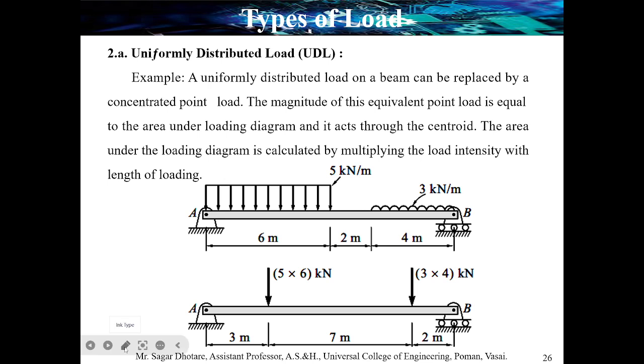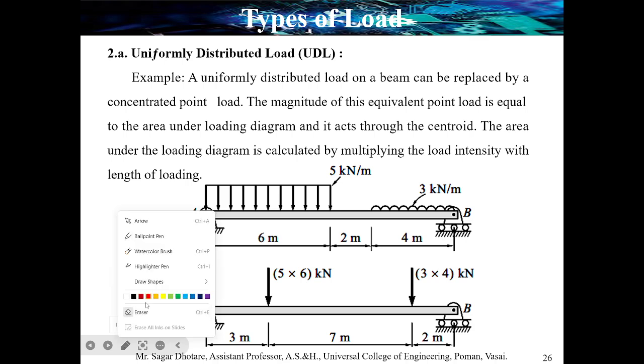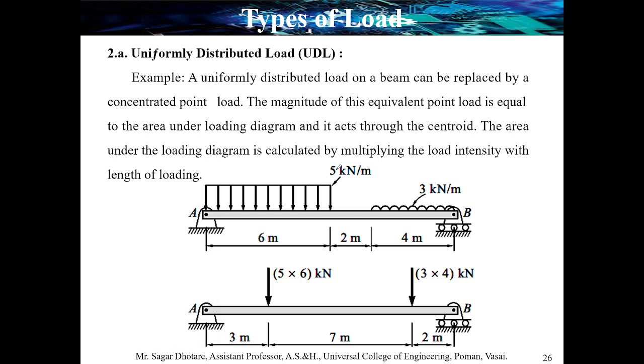This is an example of a uniformly distributed load which we have discussed just before, because in this case the uniform magnitude is 5 kilonewton per meter and the span is 6 meter. Now the magnitude of this single point load is 5 into 6, that is 30 kilonewton, and the distance is 6 by 2, that is 3 meter from point A.